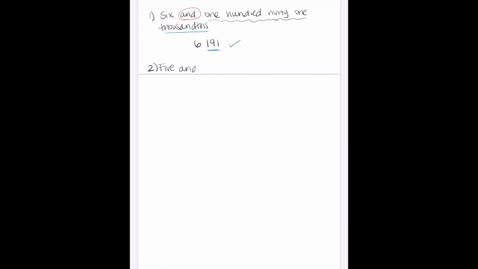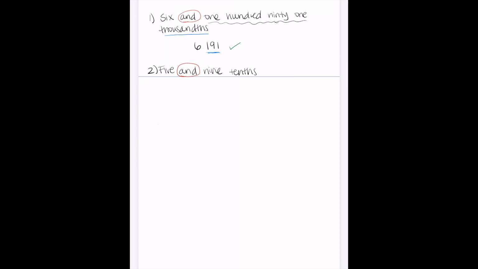All right, let's move on to our second example now. For this one, we'll do a little bit more simple of a question. We'll just have 5 and 9/10. So we have 5, and let's circle that. "And" is going to tell us something really important. Then we're going to circle also the tenths, because that's how many place values out we're going to go. So we write our 5. The "and" is our decimal point. And then the 9/10 is just one place value. So we'll just have 5.9 being 5 and 9/10.